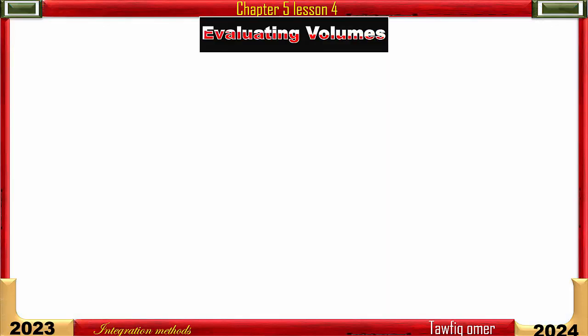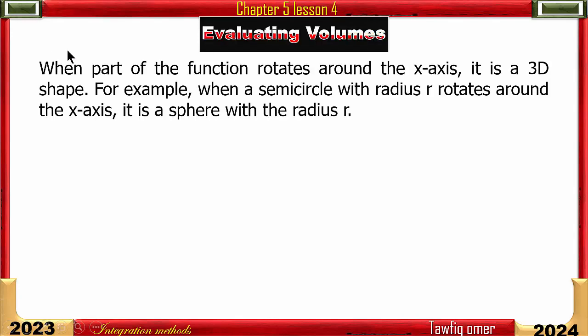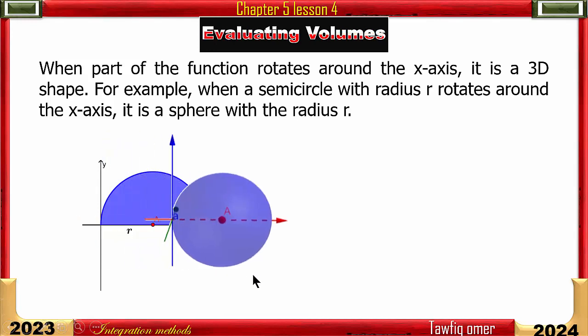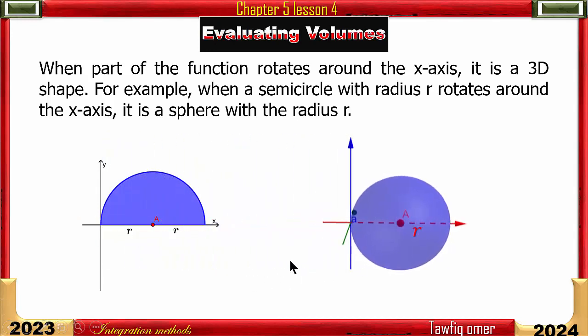Evaluating volume. When part of the function rotates around the x-axis, it is a 3D shape. For example, when a semicircle with the radius r rotates around the x-axis, it is a sphere with the radius r. This is a semicircle. When it is rotated around the x-axis, it becomes the sphere.